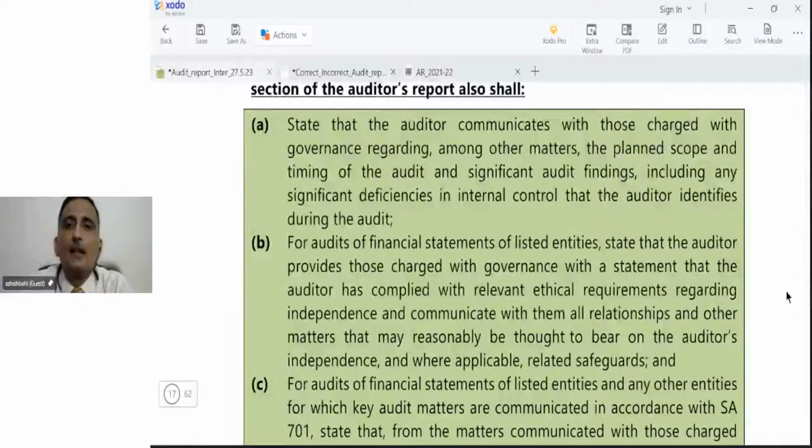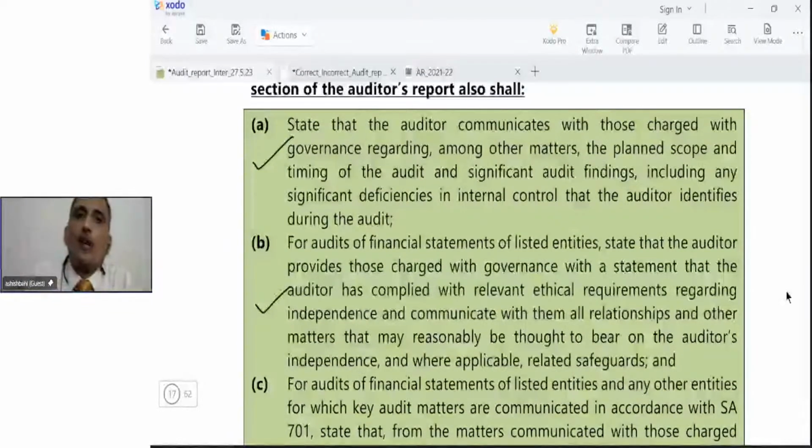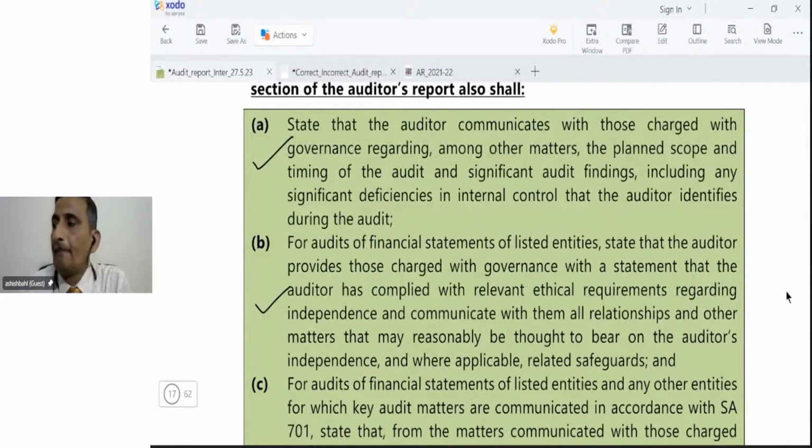And this has also to be stated that the auditor has communicated during the course of audit. You know that whatever matters come to his light during the course of audit, the auditor communicates these matters with those charged with governance, with the management, so that appropriate action can be taken by those people who are responsible for running the affairs of the company.